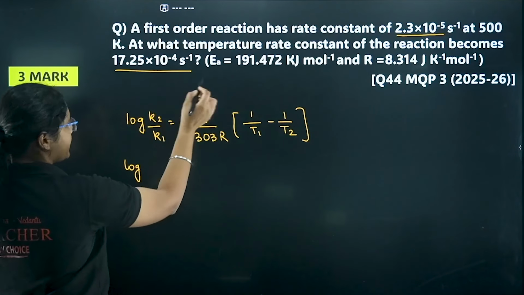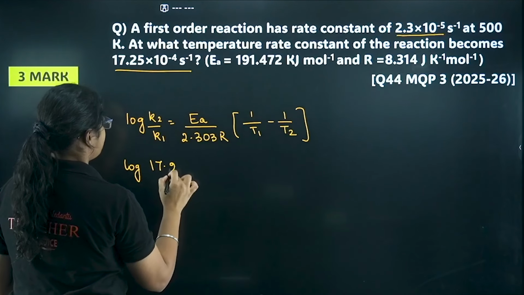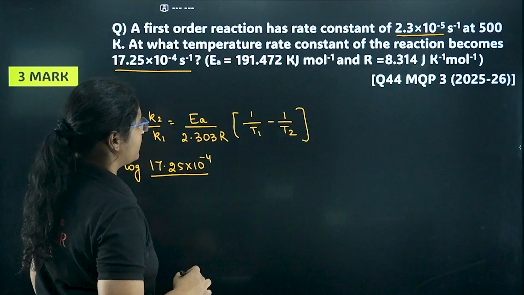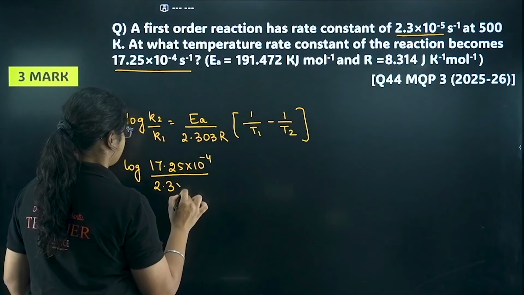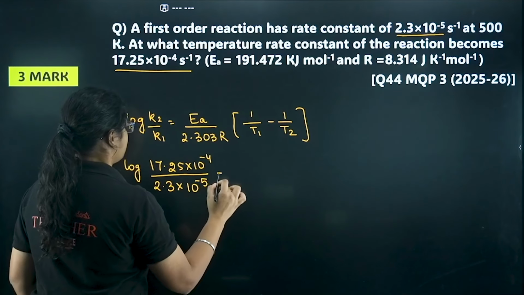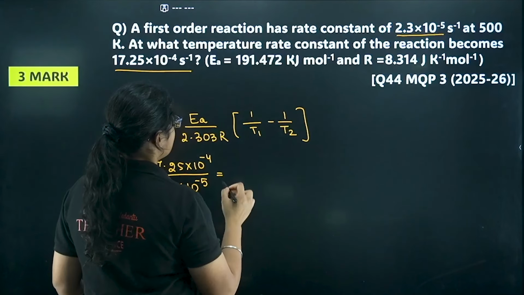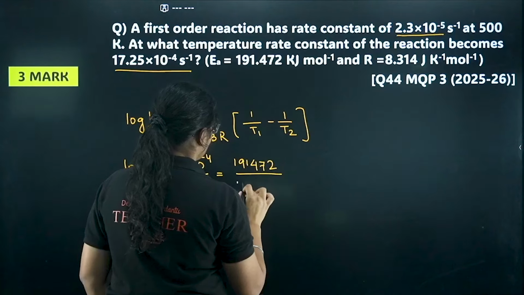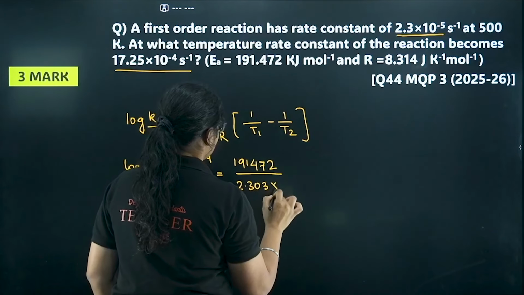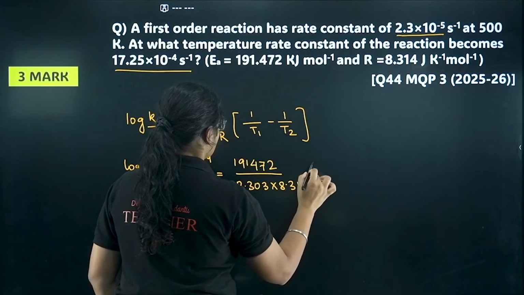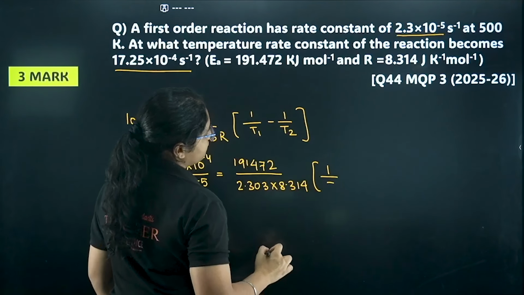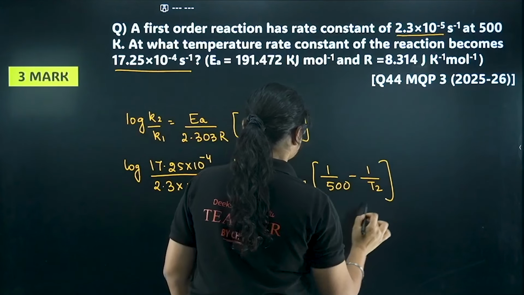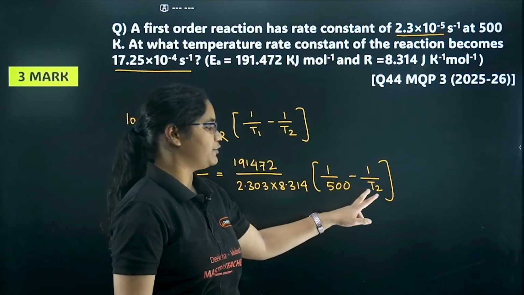Now see, this is the higher temperature, right? K2 value is 17.25 into 10 to the power of minus 4, and K1 value is 2.3 into 10 to the power of minus 5. That is equal to EA value, which is 1911472, over 2.303 into 8.314. Now 1 by T1 is how much? 500, and 1 by T2. So we have to solve this equation and then find the value of T here.